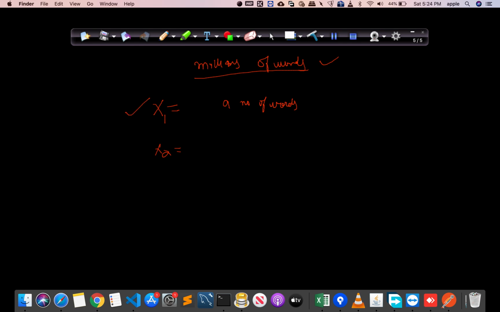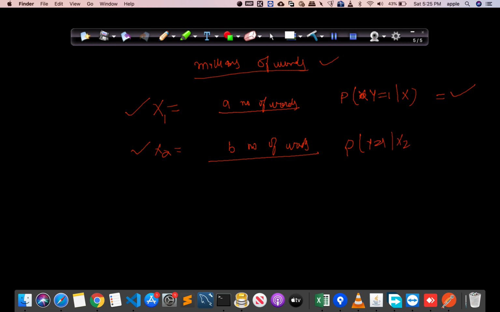Suppose this is review 1 and we want to know the sentiment of this review, and there is some other review x2 and it can also contain, suppose, some b number of words. It is very unlikely that all the words here and here are the same. Hence the probability that y equals 1 given this x1 will be different, and the probability that y equals 1 given this x2 will be completely different.